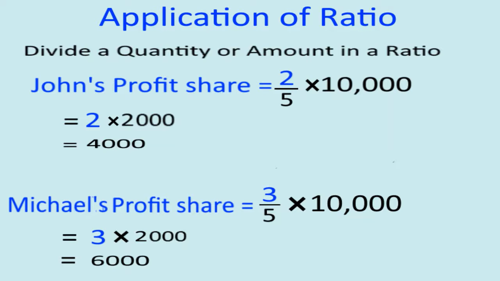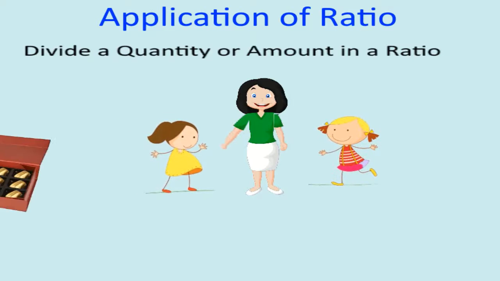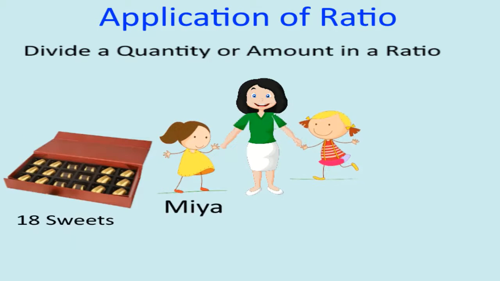Now we will learn another way to divide a quantity in a given ratio. Mother wants to divide 18 sweets between her daughters Mia and Maya in the ratio of their ages. If Mia is 4 years old and Maya 5 years old, find how much Mia and Maya will get.